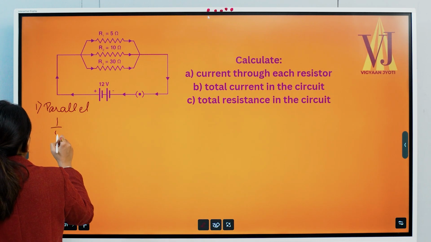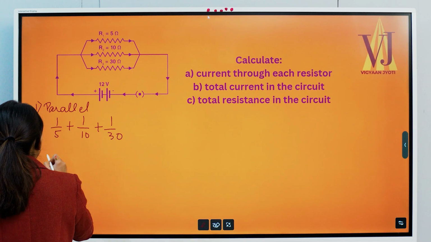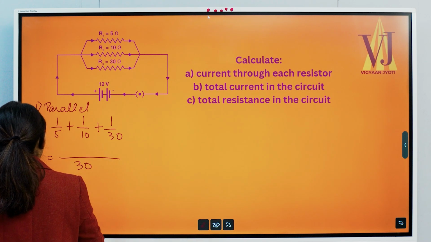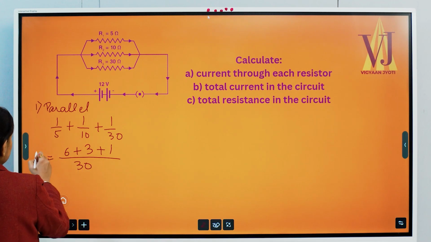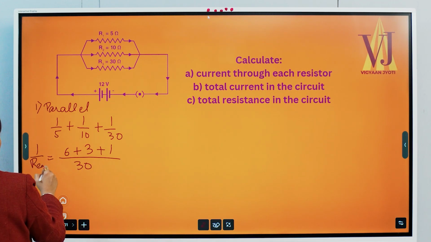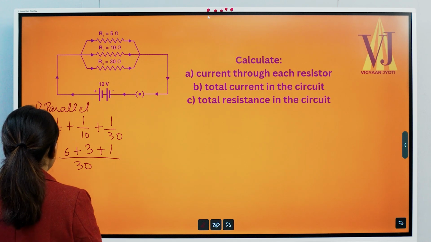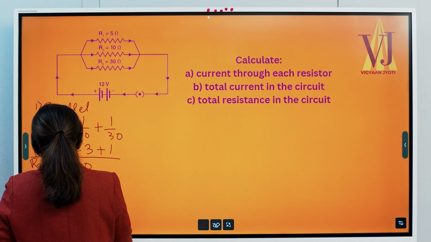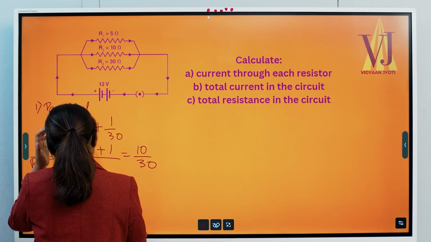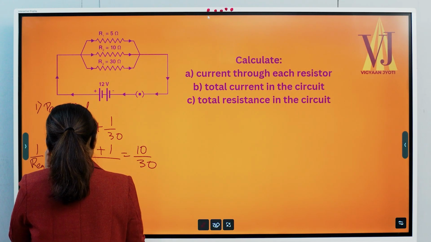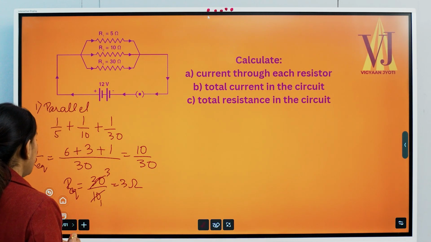Parallel combination: 1 by 5 plus 1 by 10 plus 1 by 30. So the equivalent resistance is what? 6 plus 3 plus 1 over 30, fine. So now my equivalent resistance is how much? 9 and 10 over 30. So 3 ohm is my total equivalent resistance.